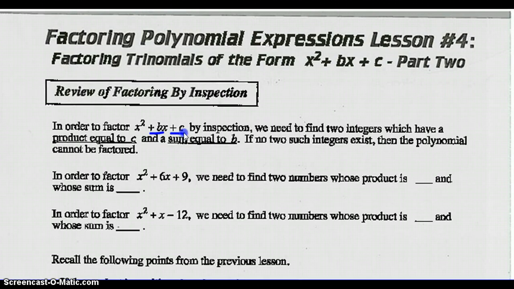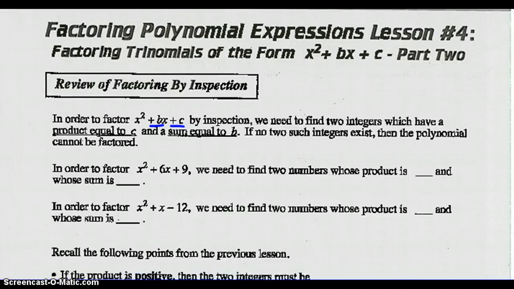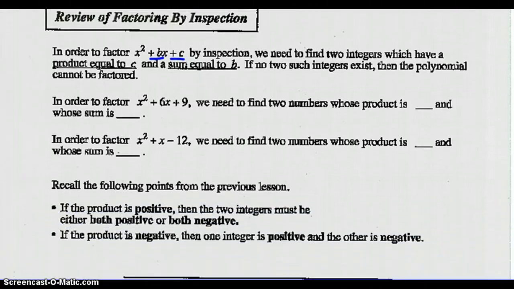In order to factor x squared plus 6x plus 9, we must now find two numbers who have a product of 9 and who have a sum of 6. In order to factor x squared plus x minus 12, we need to find two numbers who have a product of negative 12 and a sum of positive 1.